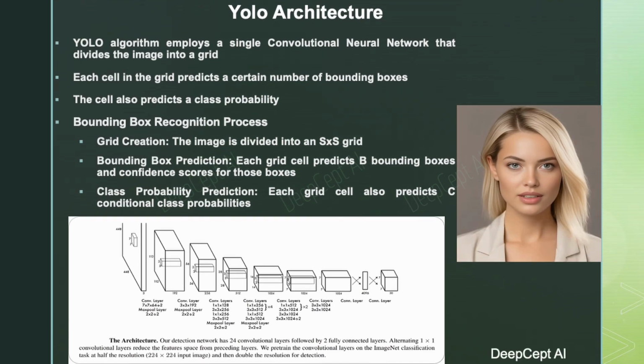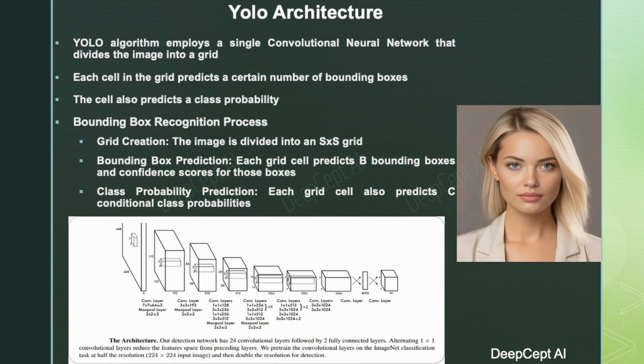The YOLO, you only look once, architecture revolutionizes object detection by employing a single convolutional neural network, CNN, to simultaneously localize and classify objects within images. This unified approach divides the image into an S by S grid, with each grid cell responsible for predicting bounding boxes and class probabilities for objects within its spatial region.